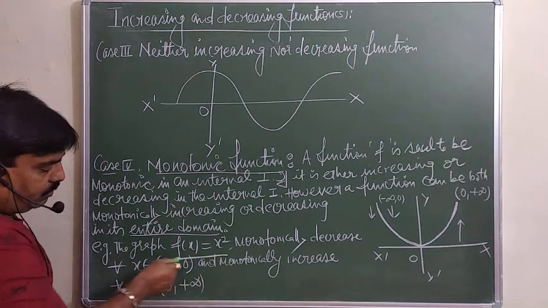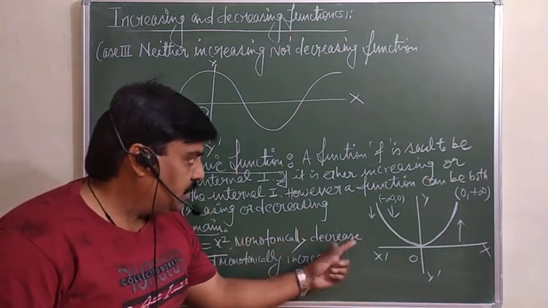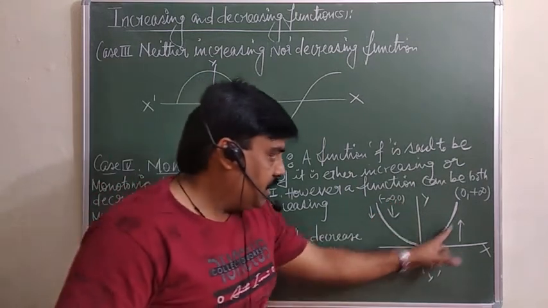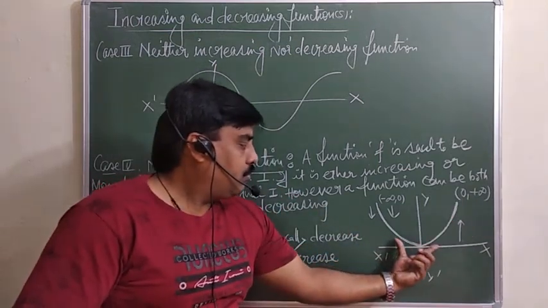That's the function we are taking, f(x) equal to x squared. It is monotonically decreasing if x belongs to minus infinity to 0, and increasing from 0 to plus infinity. So this is an example of a monotonic function.